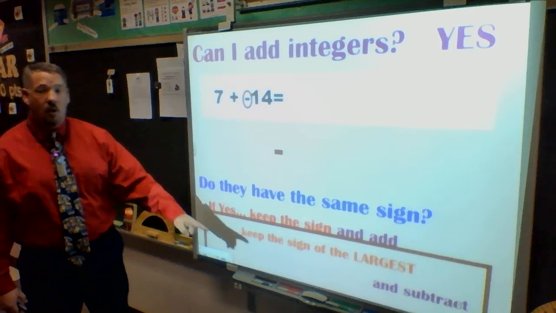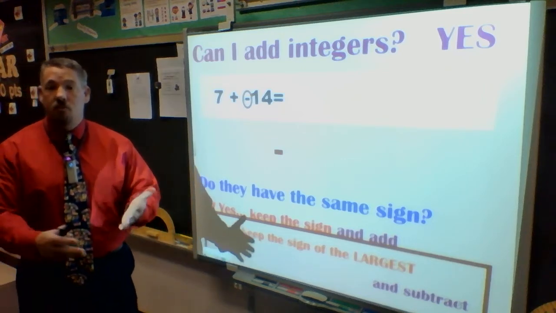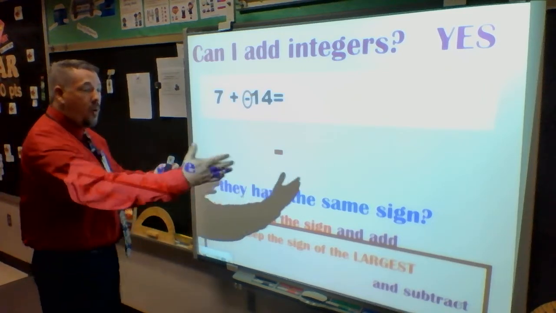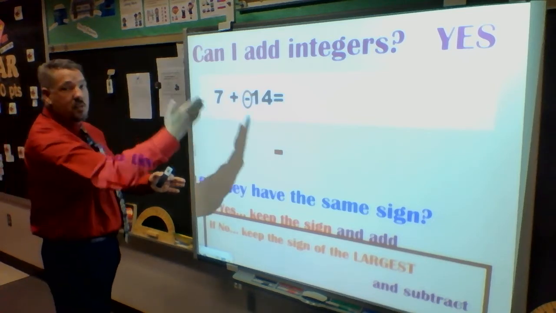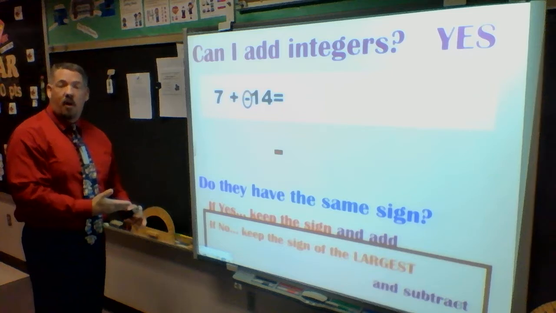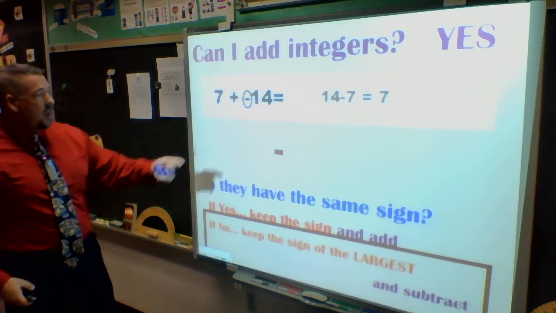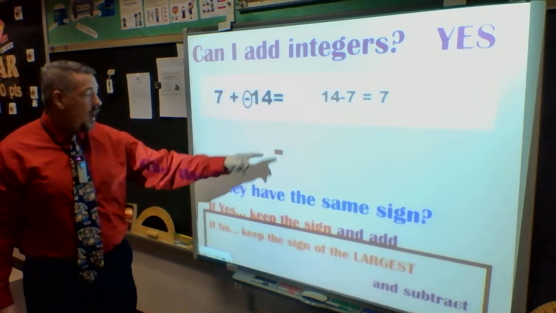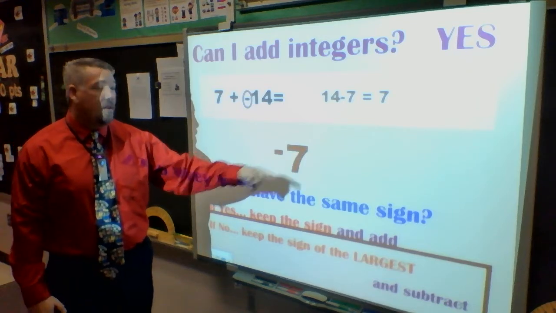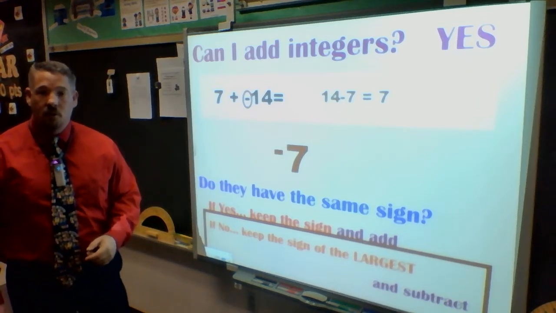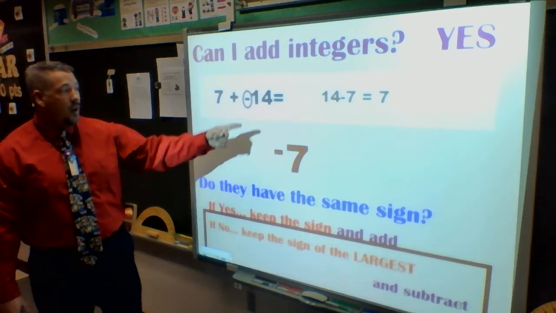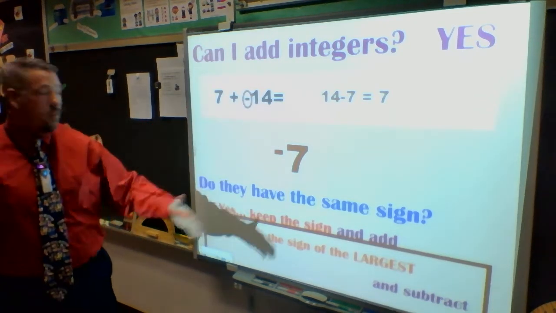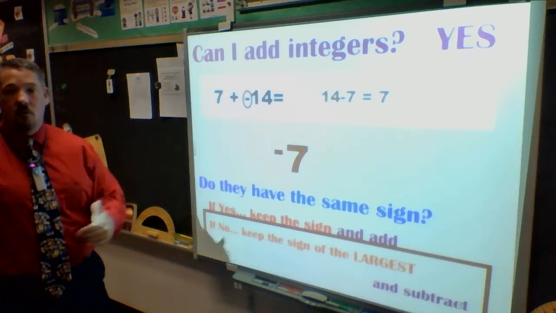But then I have to know that if they're not the same sign, I'm actually subtracting. So that would be saying I'm going backwards from 0, 14, and then I'm going forward 7. What number on the number line would that take me to? Well, that would take me to 14 minus 7. I already know it's a negative number. It would be negative 7 as my answer. So I keep the sign of the largest digit when they're opposites, and then I subtract the numbers. 14 minus 7 is just 7. So I know my answer is negative 7.